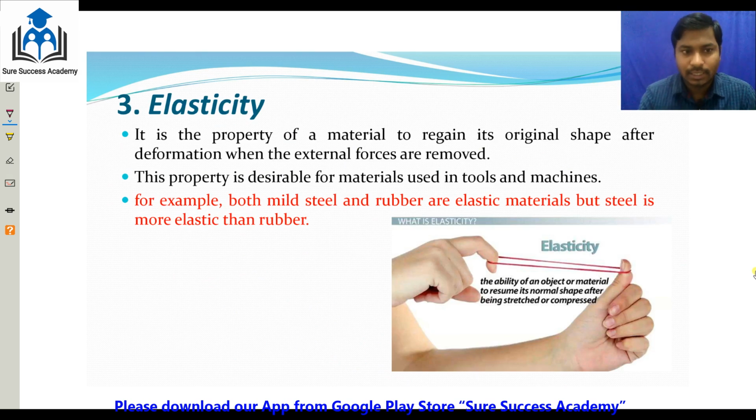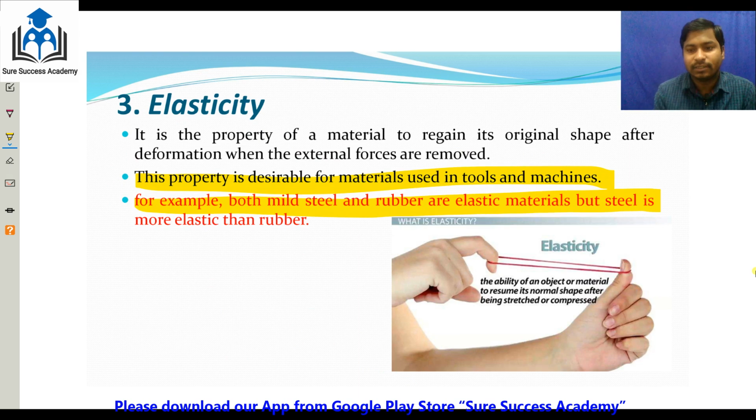Elasticity, you know already, is the property of materials to regain their original shape after deformation when the external force is removed. This property is desired in materials used in tools and machines. For example, both mild steel and rubber are elastic, but steel is more elastic than rubber. Remember that. Elasticity is a property of the material by virtue of which, when we apply a load on the members, it will deform, and if you remove the loads, it will come back to its original shape and size. That property is called elasticity. This is actually used in tools and machines.